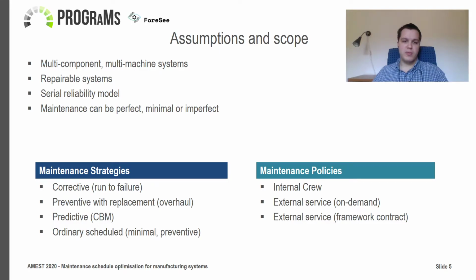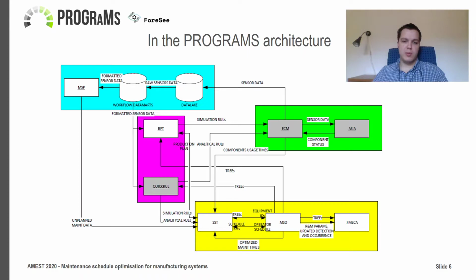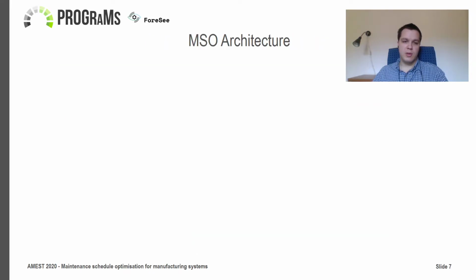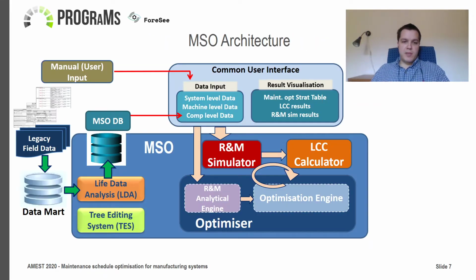In the program's framework, the optimization is performed by the Maintenance Schedule Optimization module, MSO for short, which is one of the central hubs of the program's architecture, and it is tightly integrated with the other modules of the program's platform. The MSO itself is composed of multiple software tools. The heart of the module is the optimization engine, which runs the reliability and maintainability simulator and the LCC calculator iteratively.